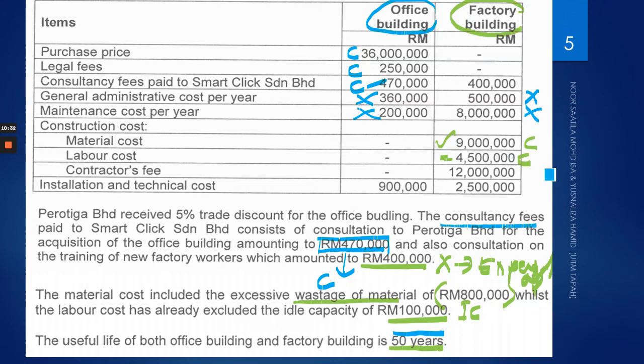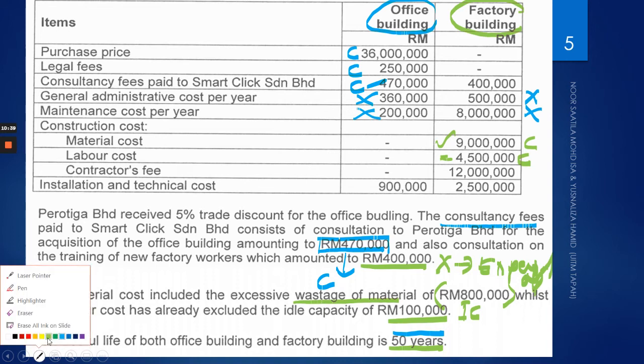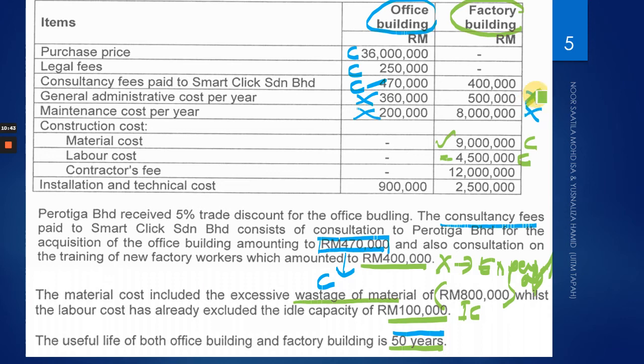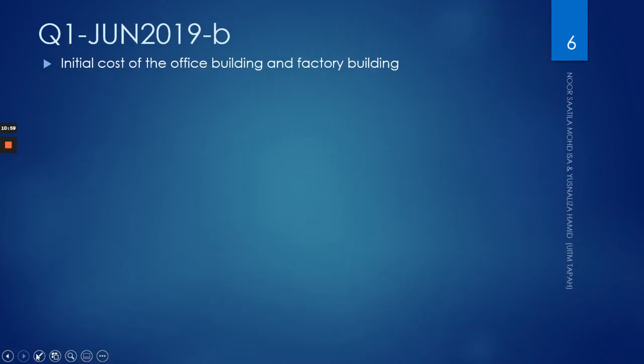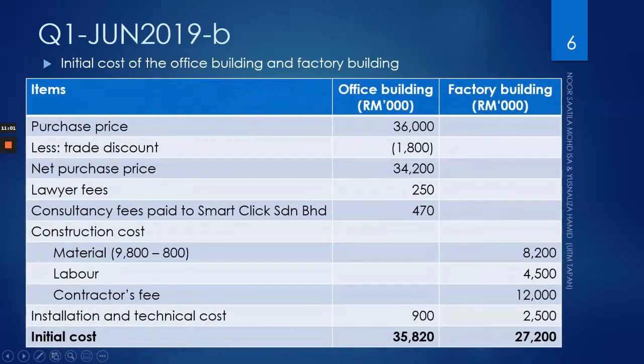So contractors' fees will be capitalized. Contractors' fees will be capitalized. I'm just trying to put the correct color here. Okay, not included. This one will be capitalized. So let's see how is the calculation for our initial costs. Okay, these are as what we have discussed.